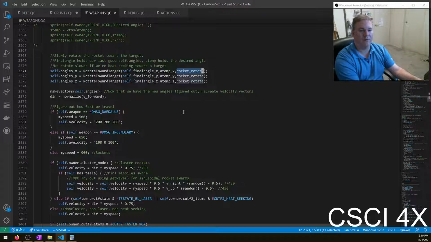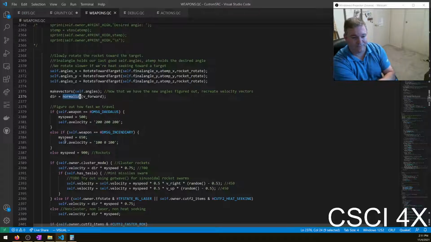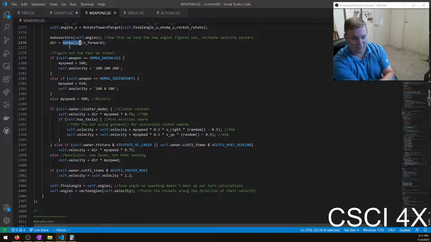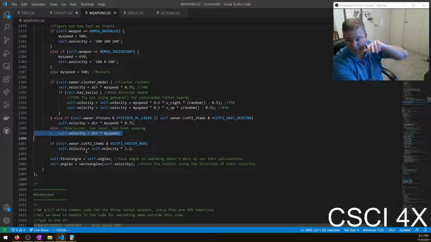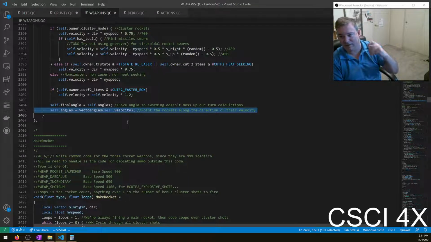Okay, so now that we've rotated towards the target, we get our forward vector, we normalize it again. This is the direction that we're looking now. We set the velocity equal to the direction times 900. All right, so our speed is now 900 in the new direction. And then we point ourselves in that direction. So once we have our velocity set, we call vector to angles, and then the rotate. Then it draws the thing rotating that way.